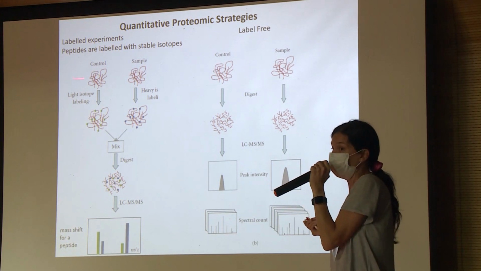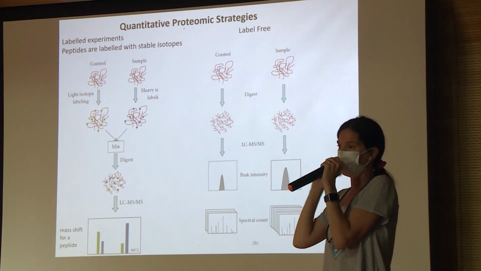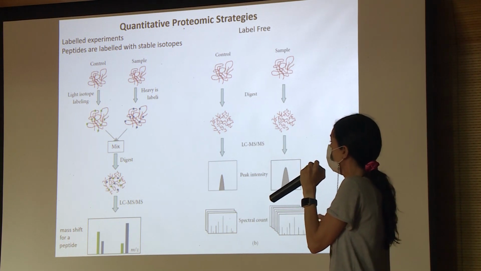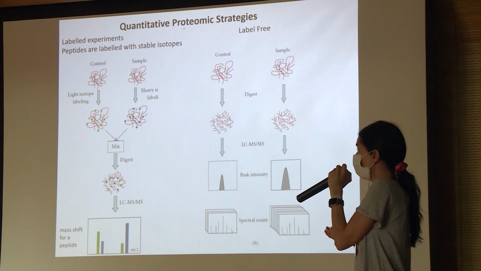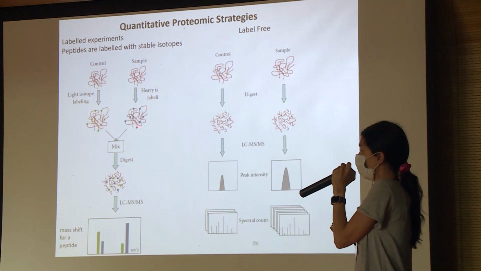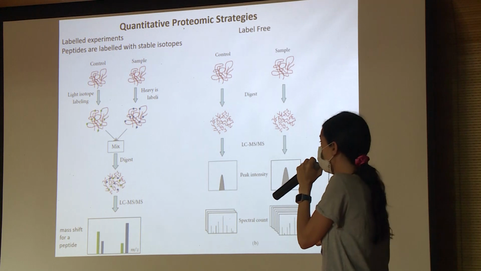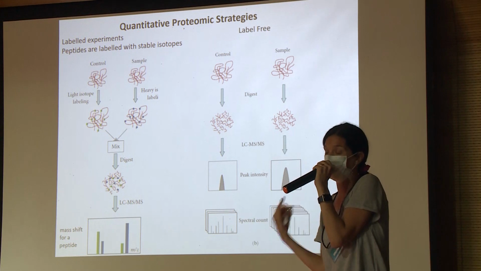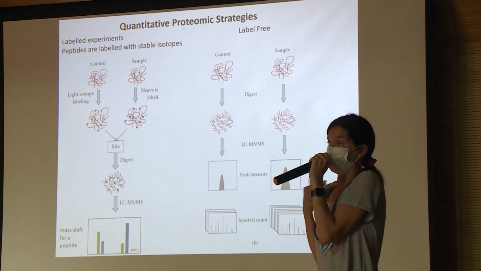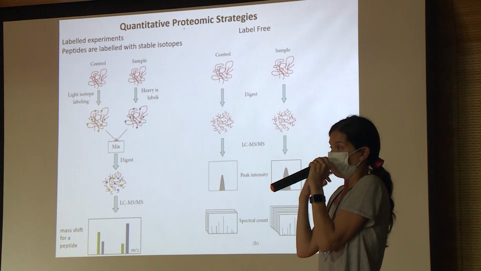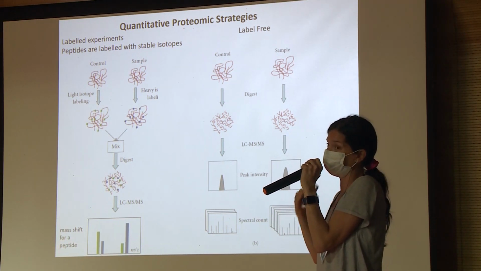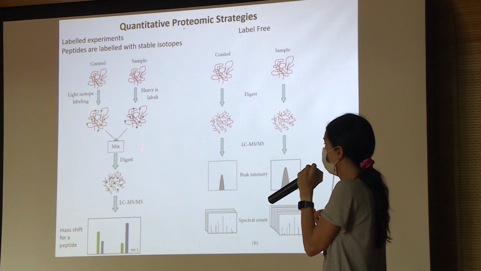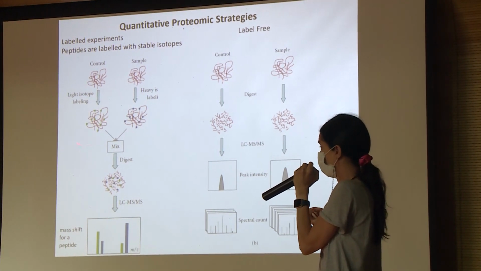We have labeled experiments in which we will label our samples with tags. Peptides are labeled with stable isotopes, and this has the great advantage that if we label different samples or different conditions with different tags, we can then mix them. So if we mix them, we can run them together in the LC and in the mass spectrometer, and we are sure that they are ionizing and being separated and detected in the same conditions. So this is the biggest advantage of labeling samples.